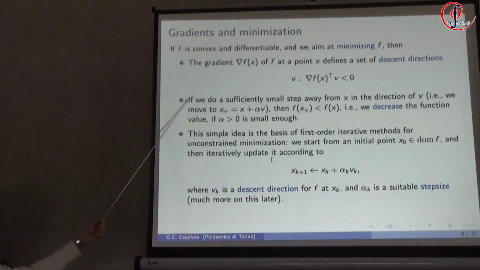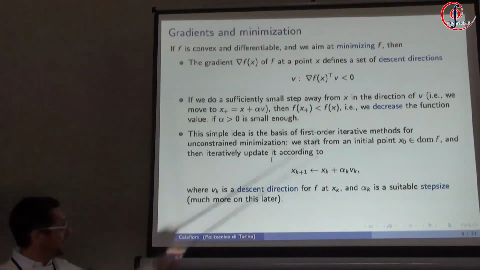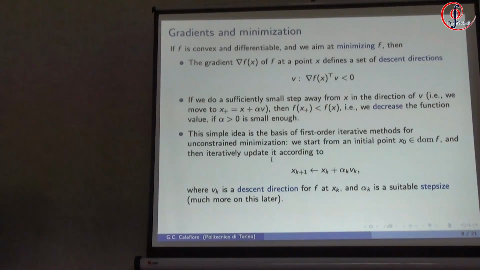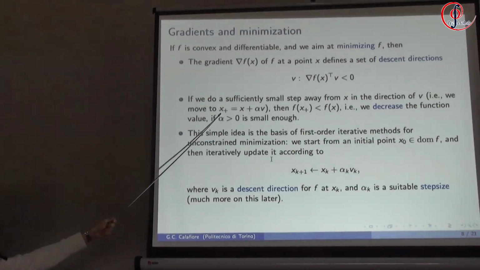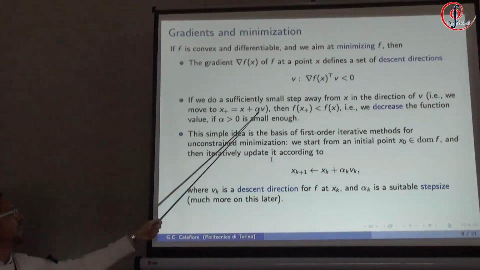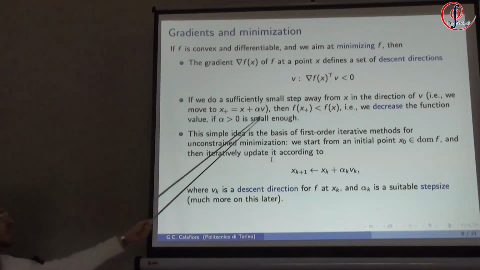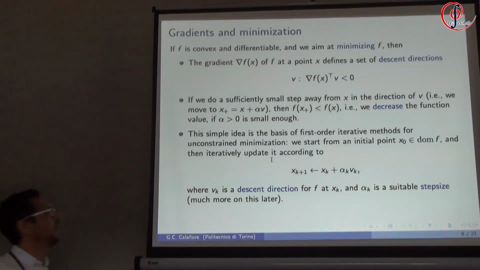And I repeat, if we do a sufficiently small step away from x in the direction of v, it means that we move from x to a new point I call x plus, which is x plus alpha v, and alpha is a step size, then we will decrease the value of the function, if alpha is small enough. And we will discuss how to find a suitable so-called step size alpha.